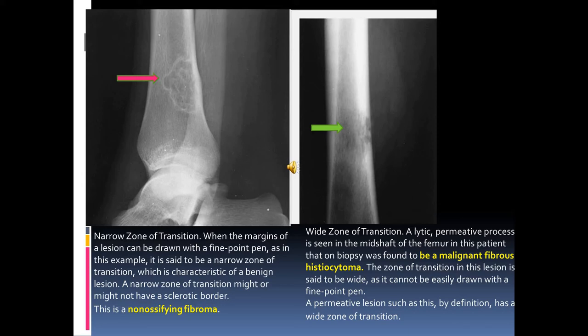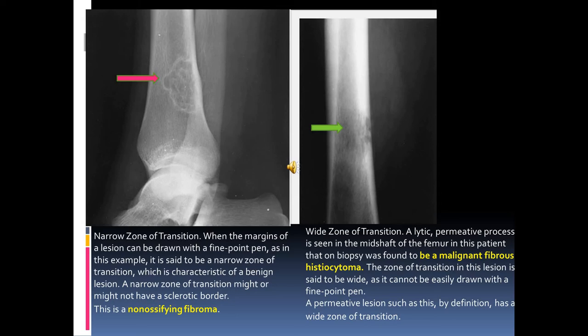So these are examples. The red arrow shows us a benign lesion, while the green arrow shows us a malignant lesion. The narrow zone of transition, as seen in this example, shows an osteolytic lesion at the lower part of the tibia with well-defined margins. As you notice, we can draw the borders of the lesion easily.